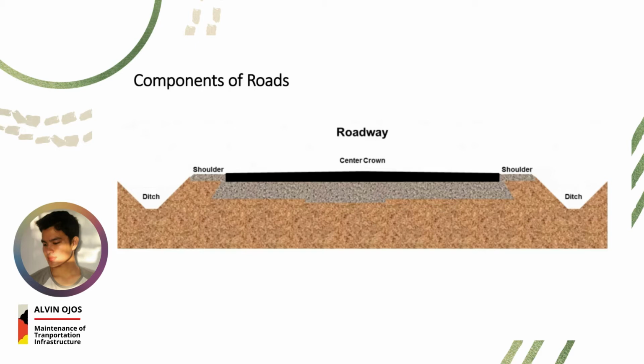Next, we have the shoulder. It is a strip of pavement outside an outer lane. So later on, we will talk more about shoulders and its types. It is provided for emergency use by traffic and to protect the pavement edges from traffic damage. And last, we have the ditch. It is a narrow channel dug in the ground, typically used for drainage alongside a road.